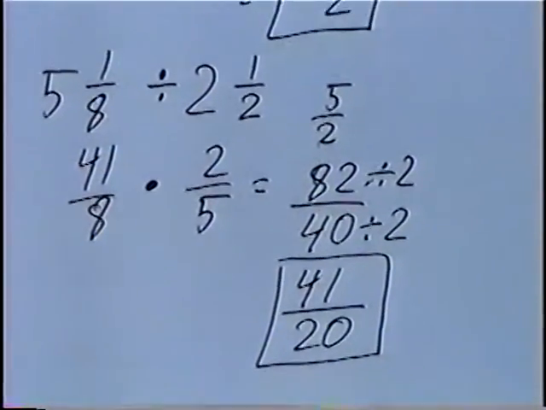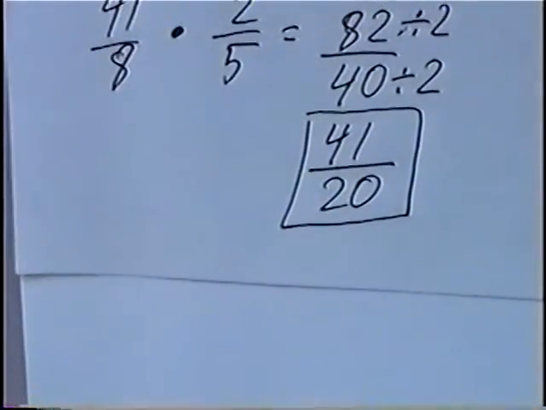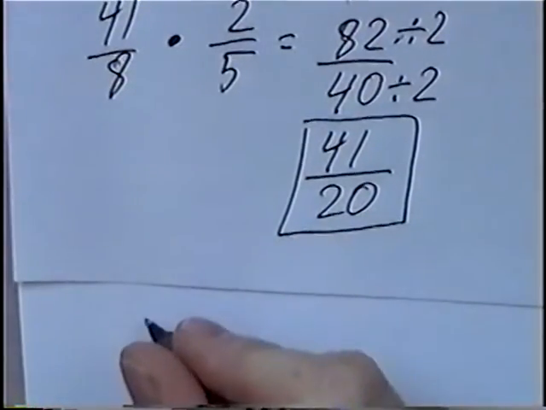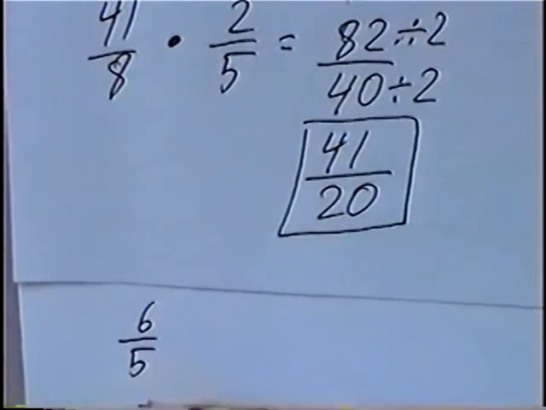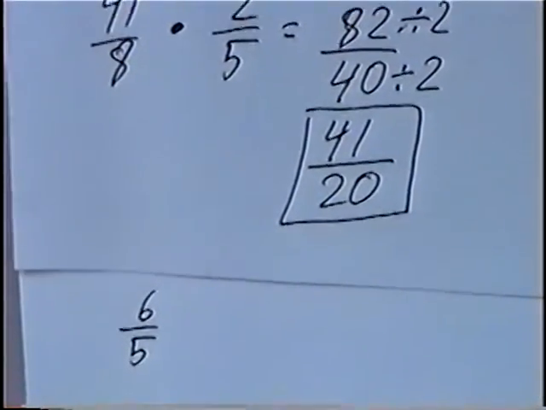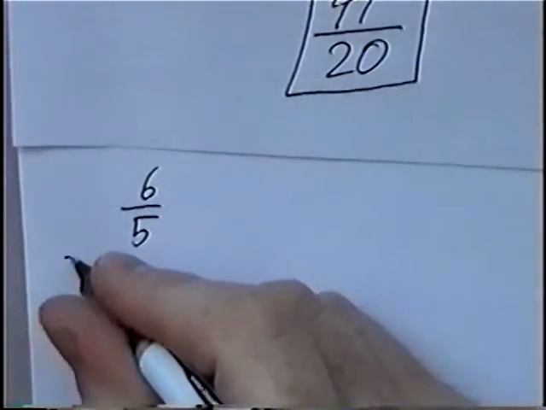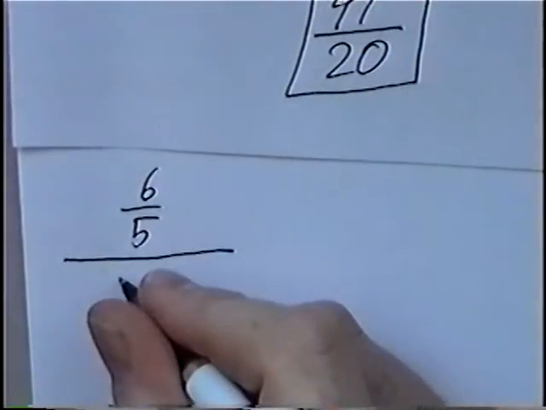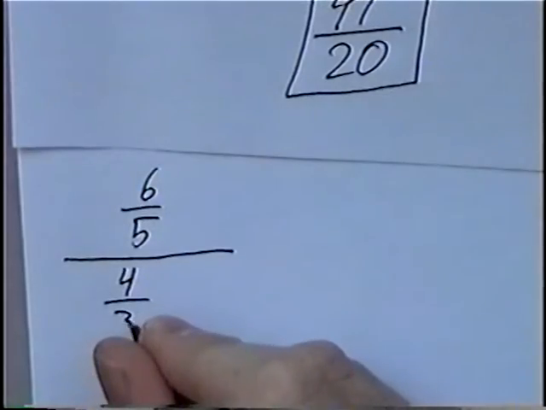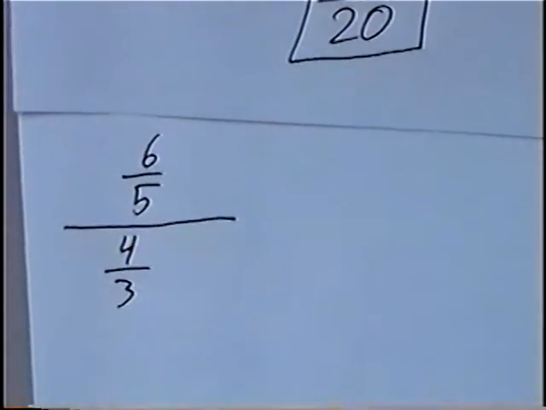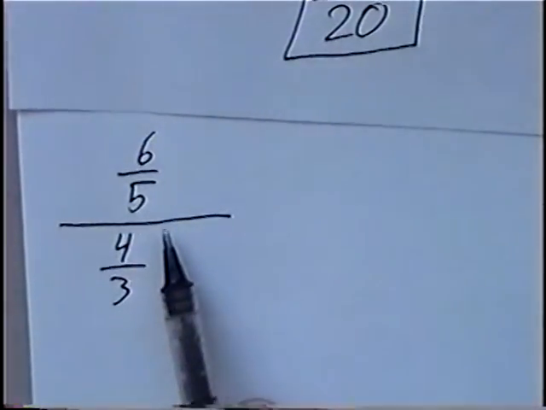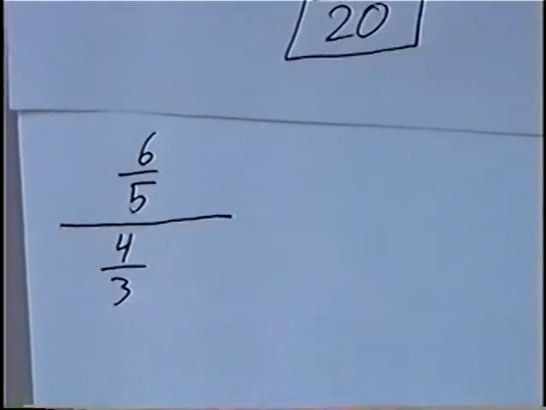And last question for the section. Have a fraction 6 over 5. And a fraction line underneath. And a second fraction 4 over 3. This question we have a fraction divided by a fraction. So we're still dividing two fractions.